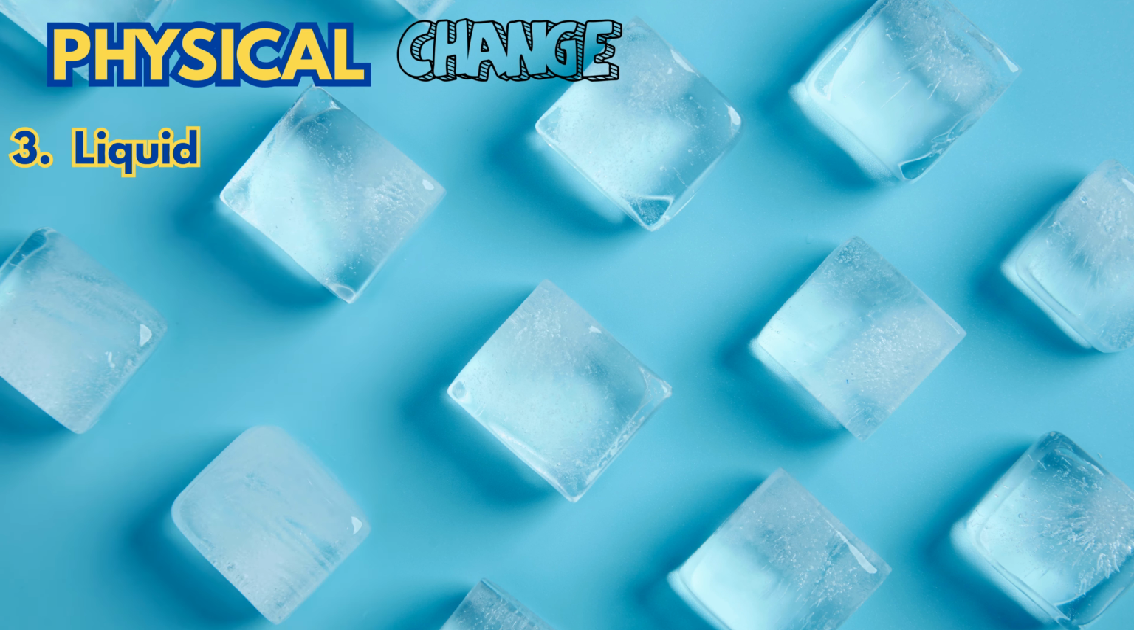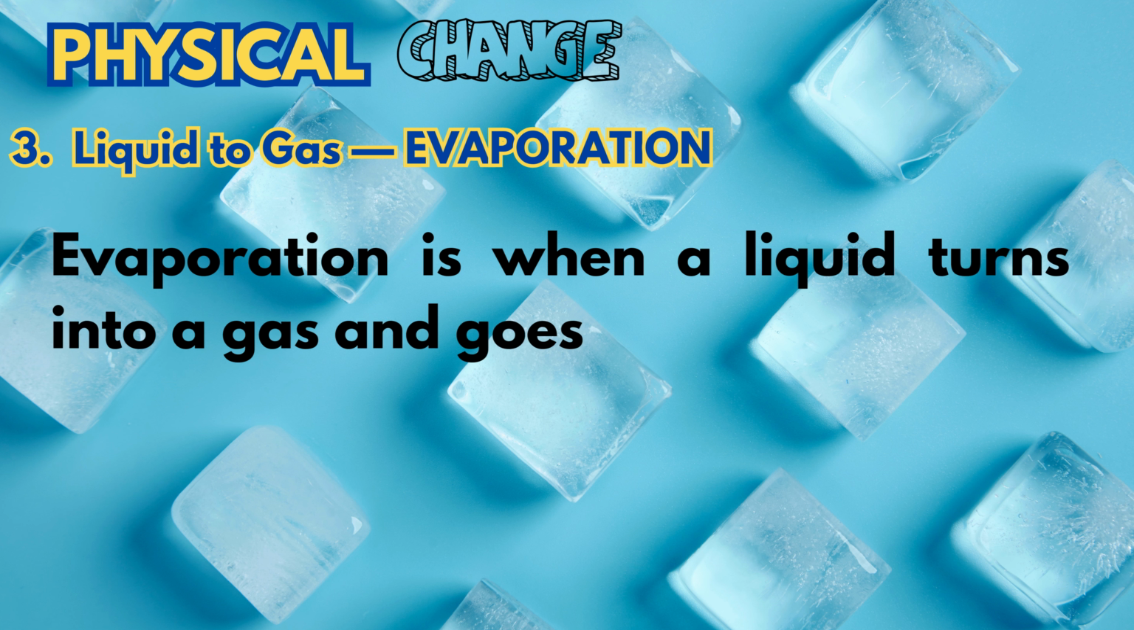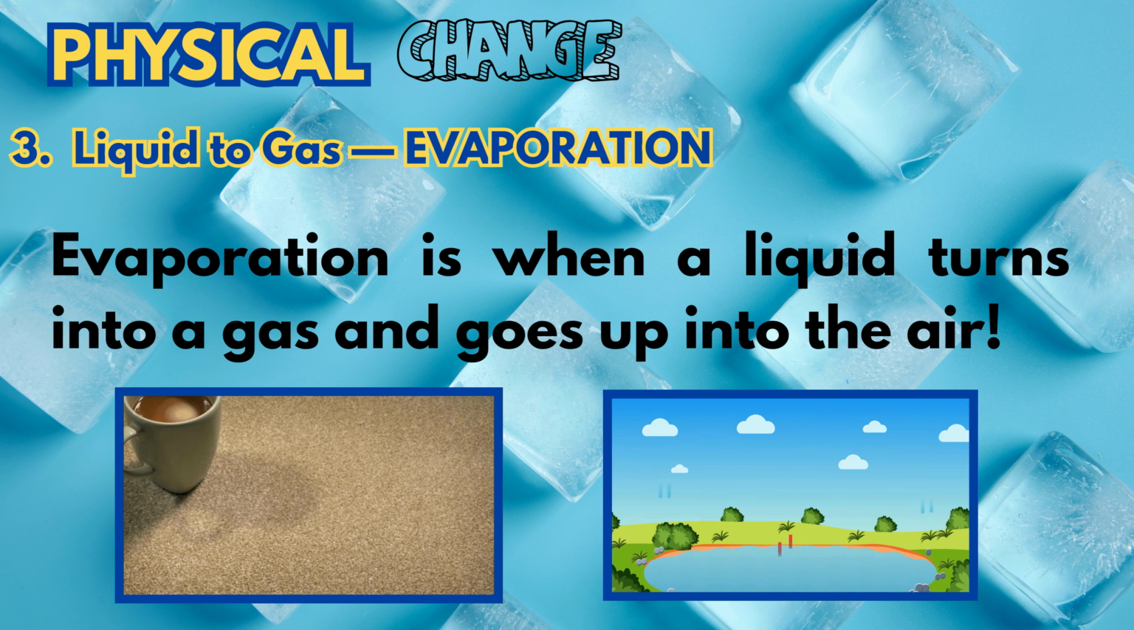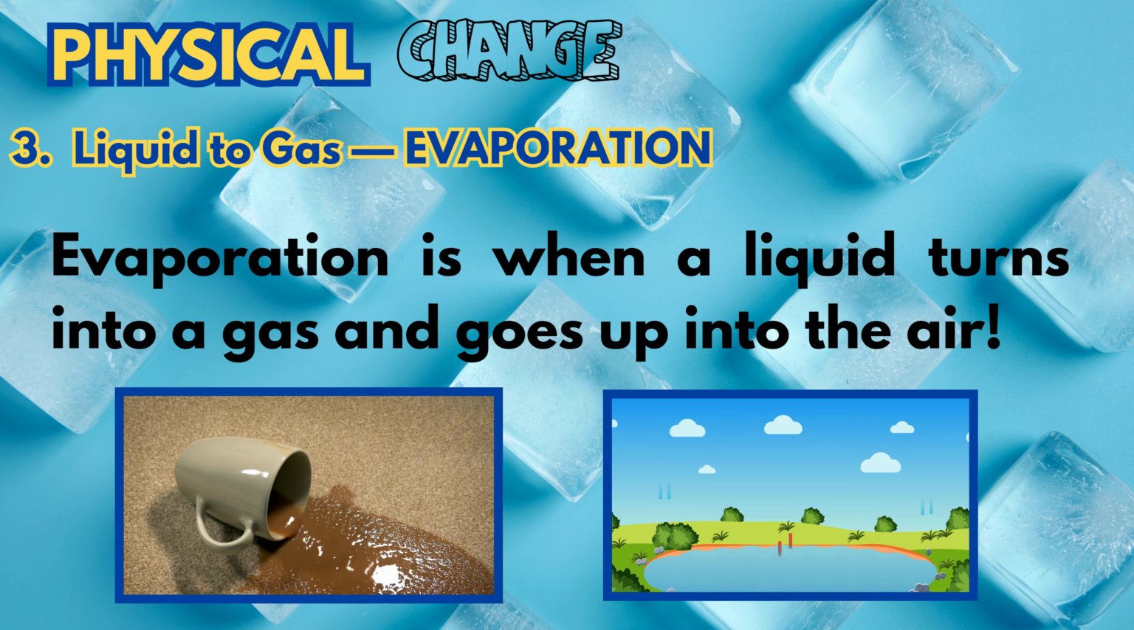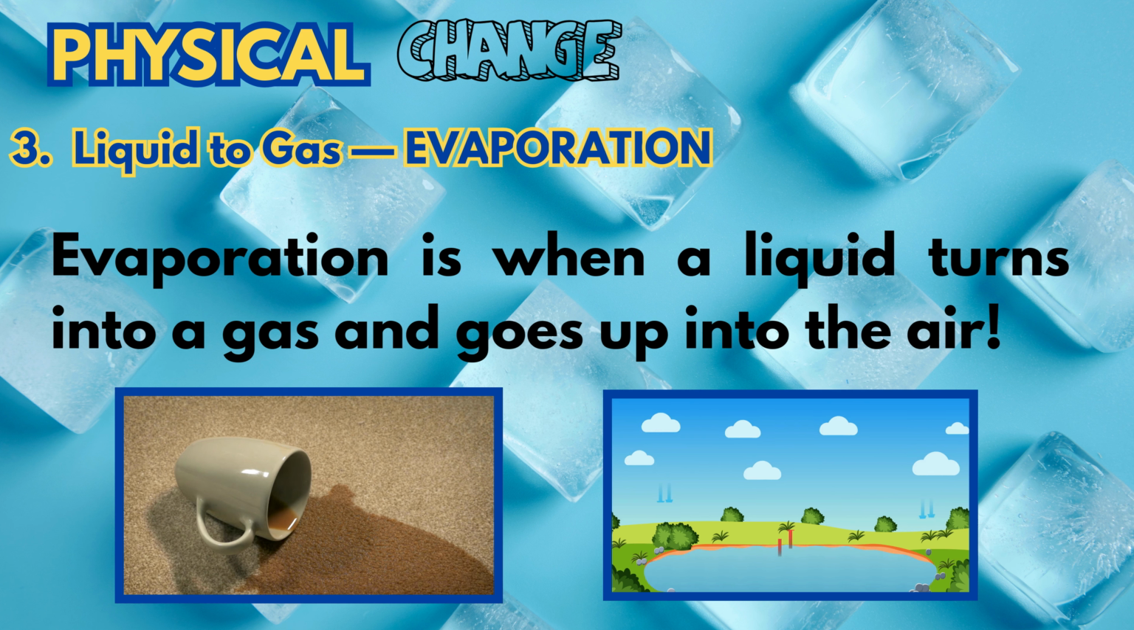Number 3. From liquid to gas, evaporation. What is evaporation? Evaporation is when a liquid turns into a gas and goes up into the air. How does it happen? When you leave water out in the sun, or boil it, heat makes the water particles move super fast. They fly up into the air and disappear. That's water vapor, gas.